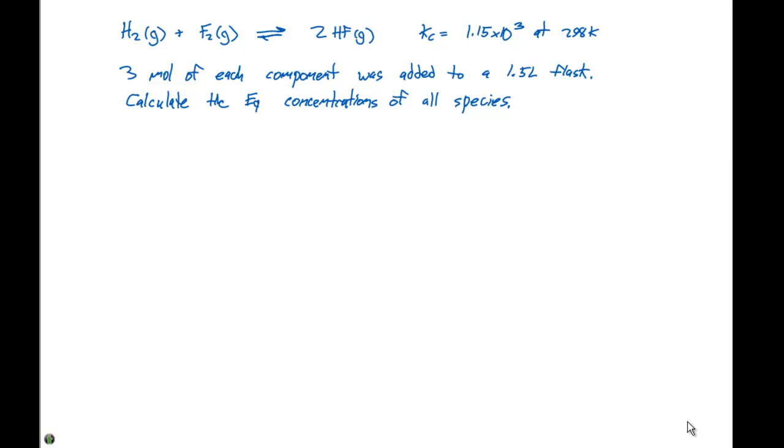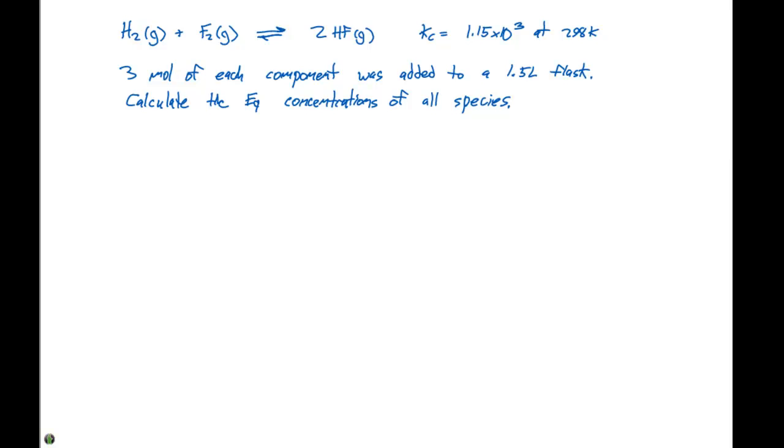So now we're going to do a couple example problems involving these equilibrium expressions that we've been discussing. So here we have hydrogen gas plus fluorine gas in equilibrium with 2HF. The Kc at 298 K is 1.15 times 10 to the third. And we are asked to calculate the equilibrium concentrations of all species, assuming 3 moles of each component was added to a 1.5 liter flask.